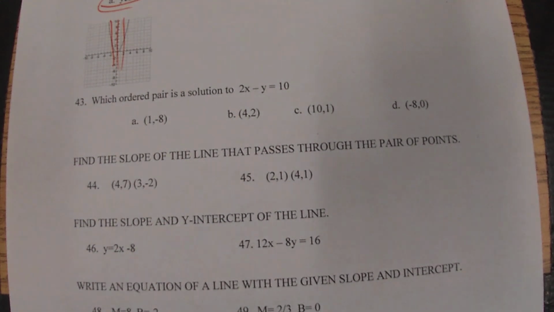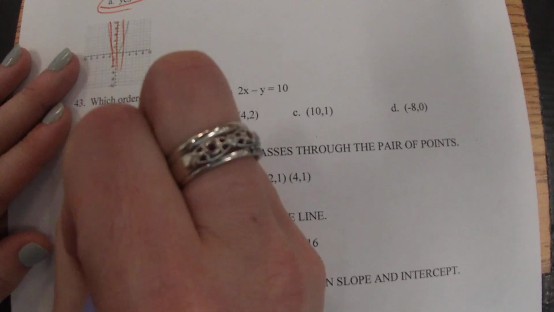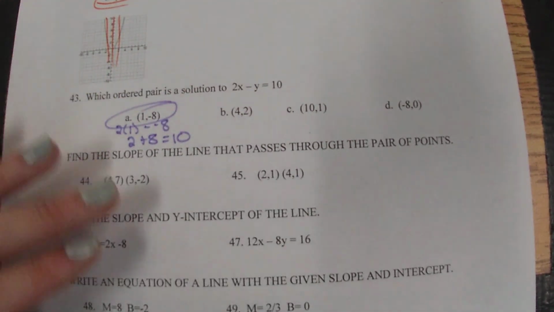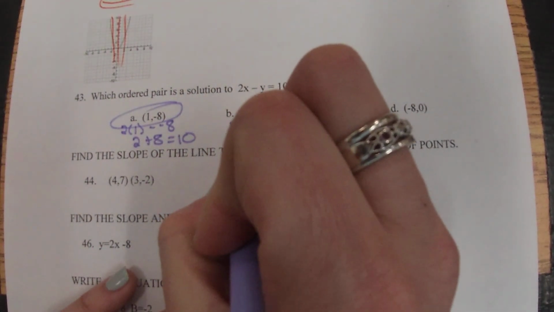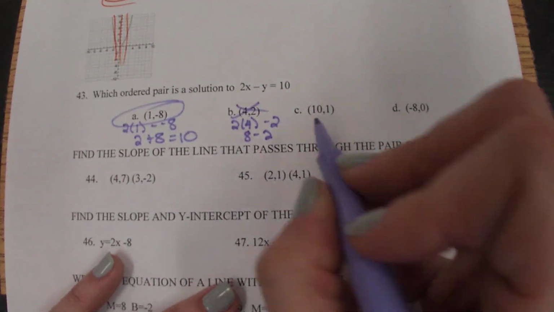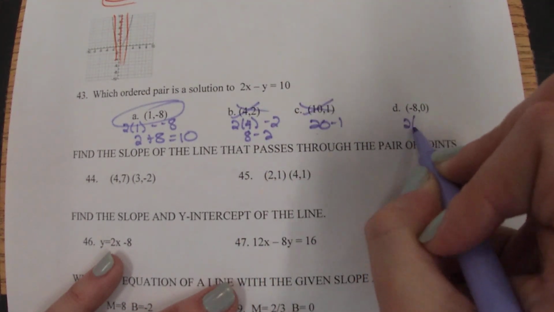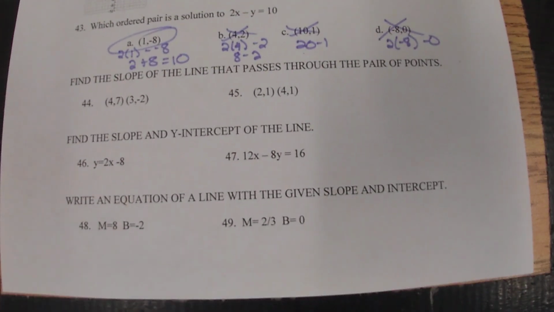43 is looking for an ordered pair that is a solution, so this is where I want to plug in that x and y value and see what gives me a true statement. So if I say 2 times 1 minus -8, that one right there gives me a true statement. Now, if I keep checking, just to make sure, if I do 2 times 4, that gives me 6, which is not 10, so that one would not be it. This would be 20 minus 1, which would not be 10. 2 times -8 is -16 minus 0. That would not be it either.